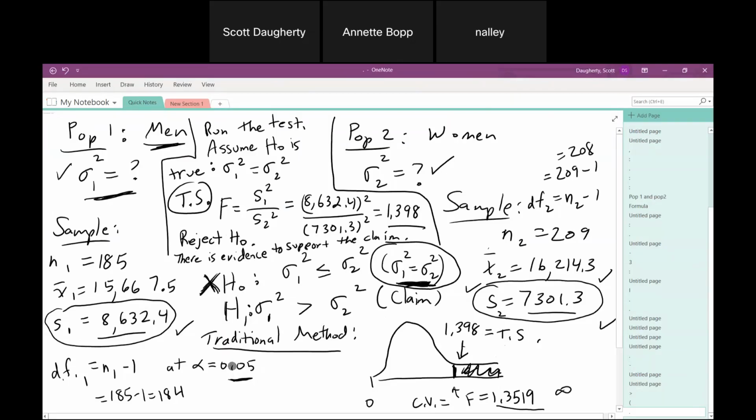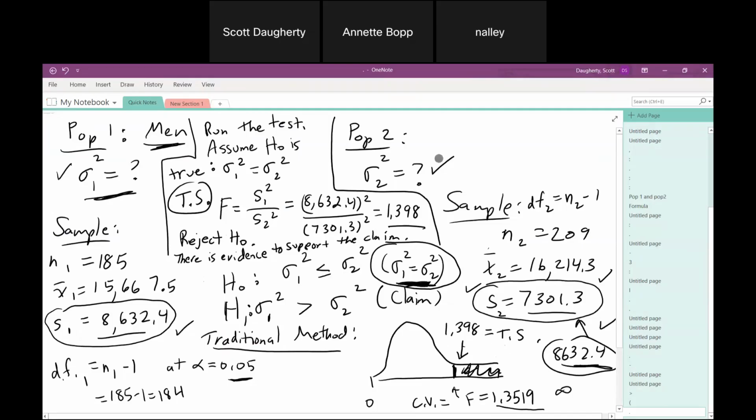And that's how you would do the traditional method. Now, just for the fun of it, suppose these had been closer to each other. Let's just play with this a little bit. Let's suppose these were the same numbers. So let's suppose this was 8,632.4, just for a moment. Let's say the S1 is the same. All right, S1 is this, but S2 is now this.